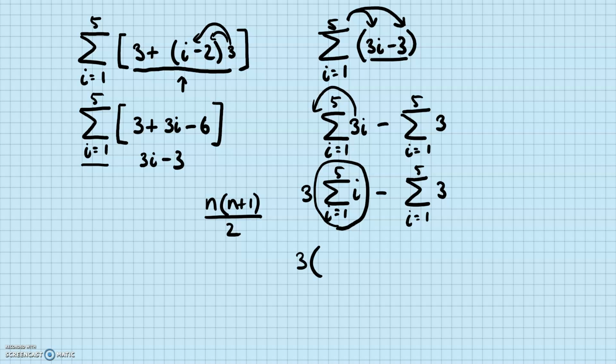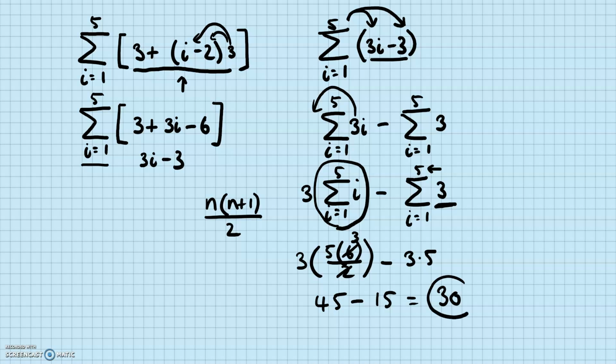So that's going to be 3 times 5 plus 1, which is 6, over 2, minus, and here again we have a constant, no i, so that's just going to be the constant times n, 3 times 5 here. So here this will cancel. We have 45 minus 15. Okay, so our answer is going to be 30. Okay, so you can use the properties of summation to simplify expressions and solve the problem.